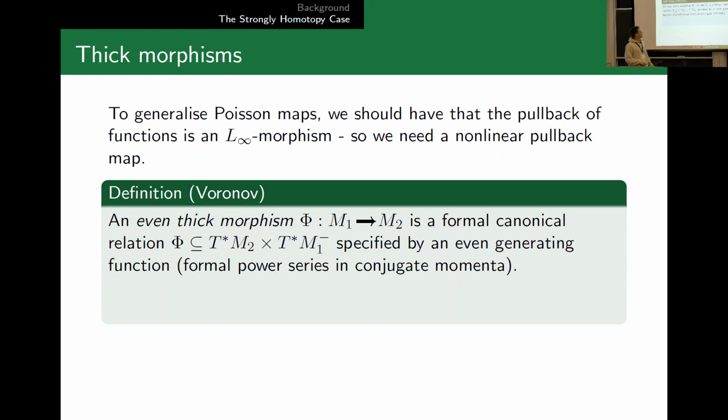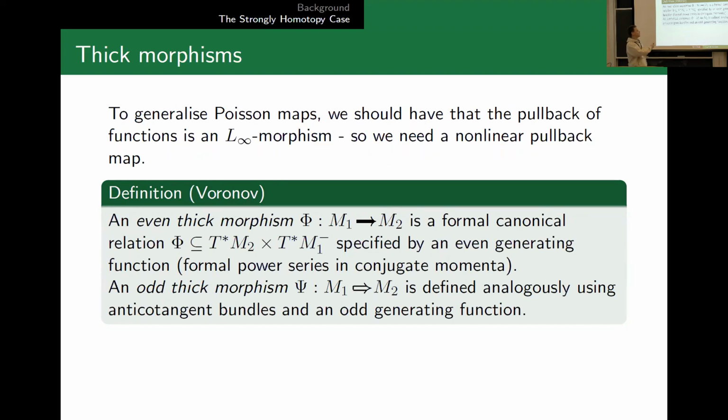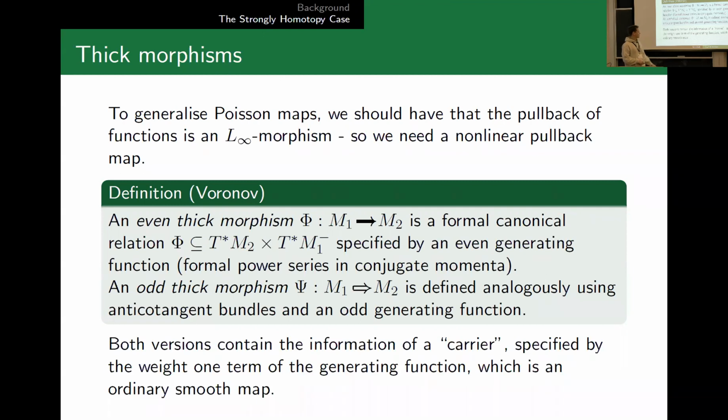So we have two different versions. An even Thick morphism you can think of as a submanifold specified by a generating function in the cotangent bundles, and an odd Thick morphism has a generating function of the opposite parity, and it lives as a submanifold in the anti-cotangent bundles. And all of this is formal. Both of these contain the information of just a carrier map. So every Thick morphism includes within its information an ordinary smooth map, but it's got some other stuff going on as well.